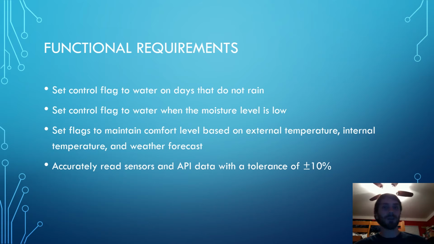We also disabled the season feature for that module for demonstration purposes, but there was a season feature there as well. And we also were able to maintain the comfort level based on the external temperature. You can see that when we had moved the temperature sensor from the heat lamp to inside, the set temperature was actually changing.